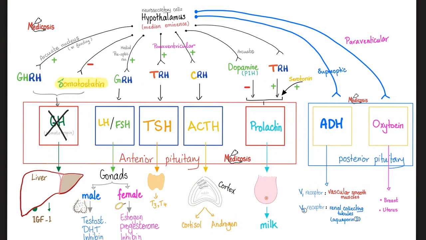How about the posterior pituitary? The posterior pituitary does not make any hormone from scratch, but it borrows from the hypothalamus. It borrows the ADH from the supraoptic nucleus of the hypothalamus, and it borrows oxytocin mainly from the paraventricular nucleus of the hypothalamus. To learn more about the different nuclei of the hypothalamus and their functions, please refer to my neuroanatomy playlist. I have a video about the thalamus and a video about the hypothalamus that are epic.